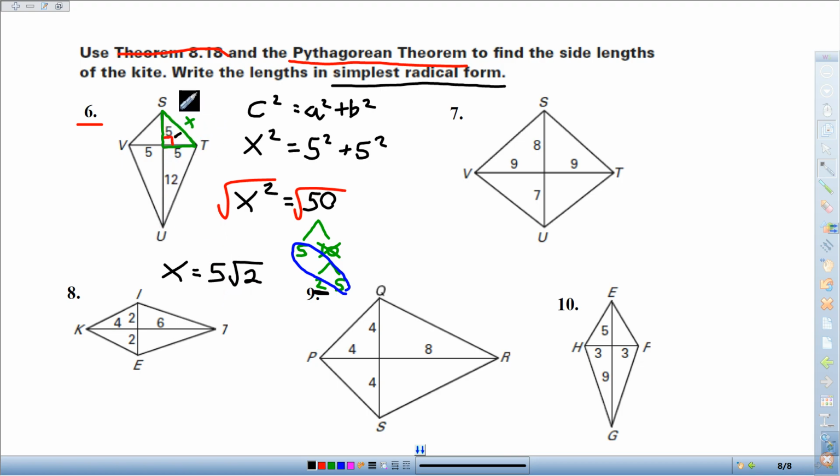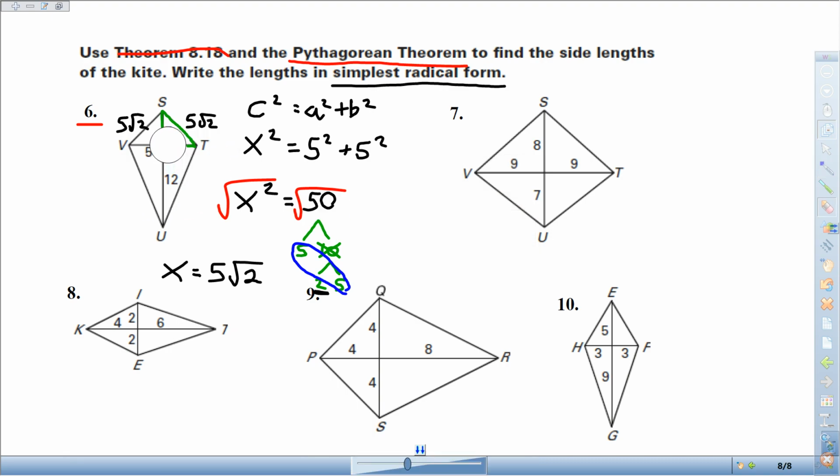All right, so let's actually go back. Let's write this onto our shape. We know this is a 5 square root of 2. Okay, here's the thing. They want us to find the side lengths of the kite, all of them. Here's the good news. The two sides that are adjacent to one another are congruent on a kite. So this is also a 5 square root of 2. I get that for free. Okay, but they do want me to go and find these other two sides.